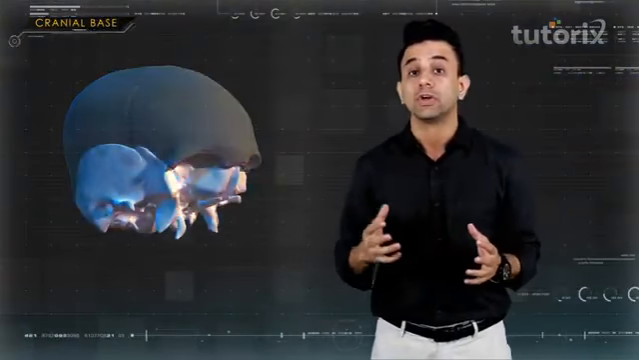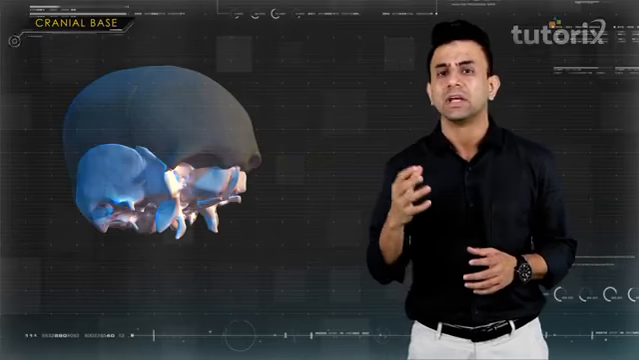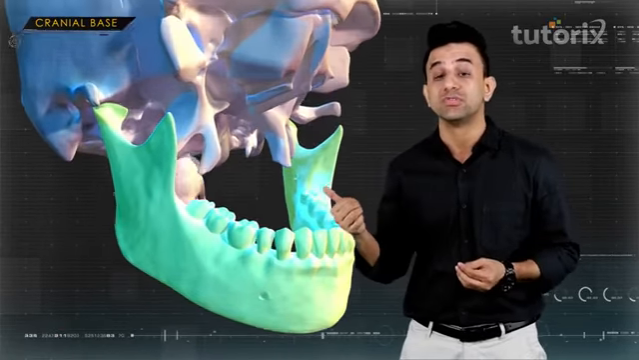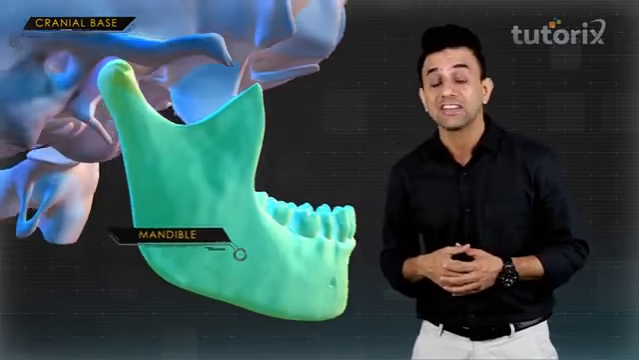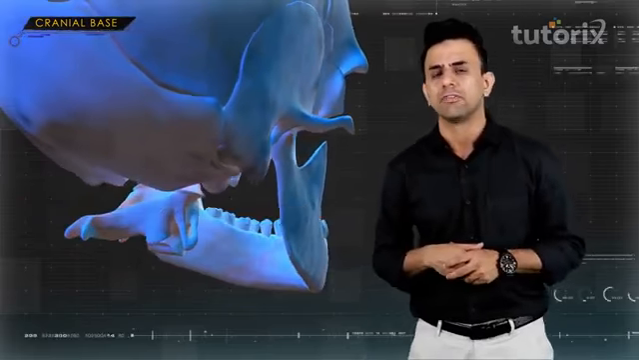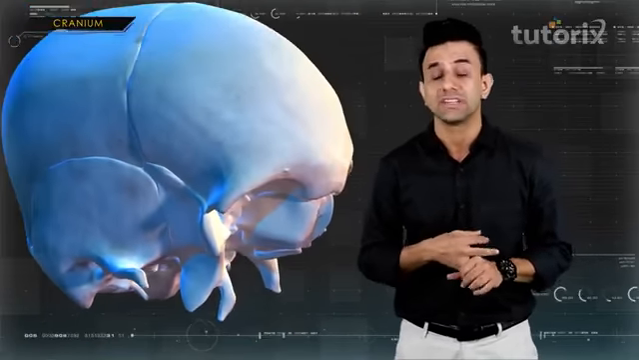How about the cranial base? Well, the cranial base forms the base of the cranial vault, and this base forms a point of articulation for the facial bones like the mandible, as well as for the first cervical vertebrae, that is the atlas. Well, friends, we have talked about the cranial roof as well as the cranial base.